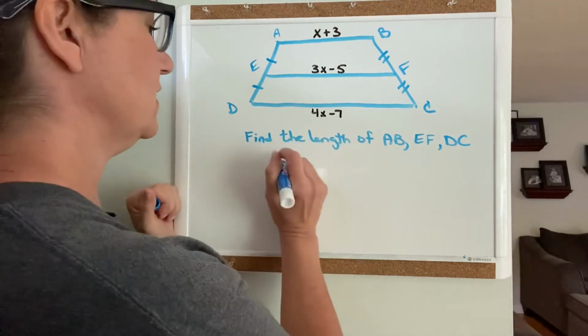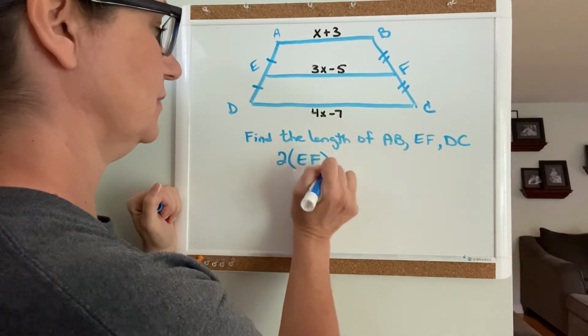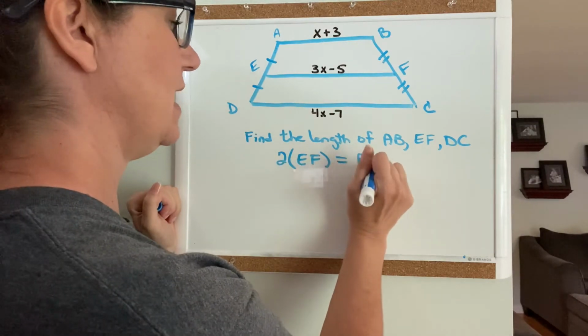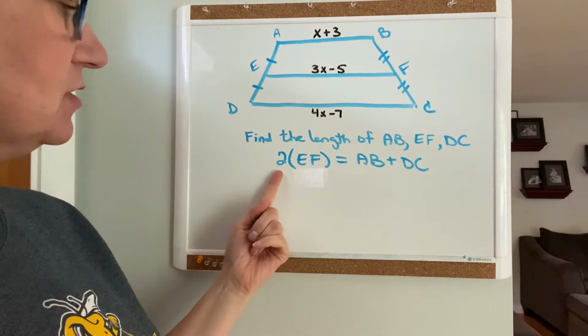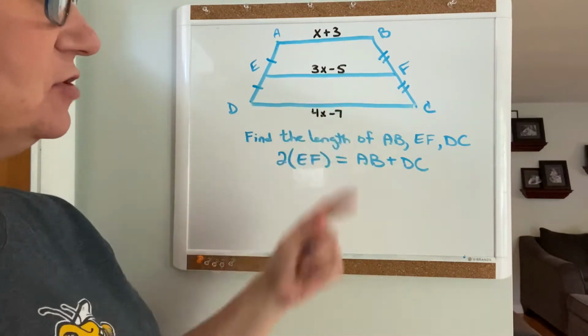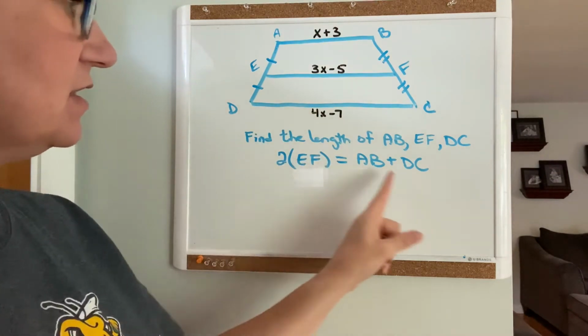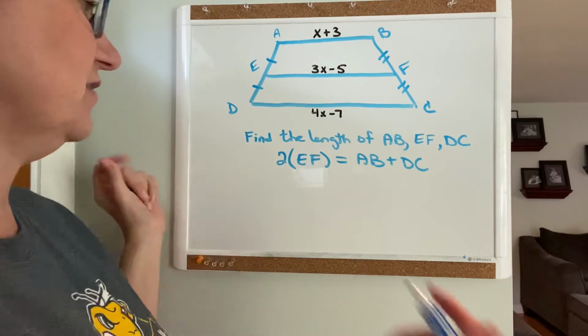So I can write 2 times the mid-segment, EF, is equal to AB plus DC. So take the mid-segment, multiply it by 2, and that should come out to be exactly the same as the sum of the two bases. So this formula is on that property sheet that I gave you. So now let's fill everything in.